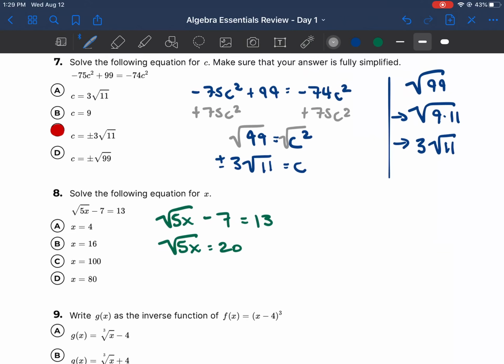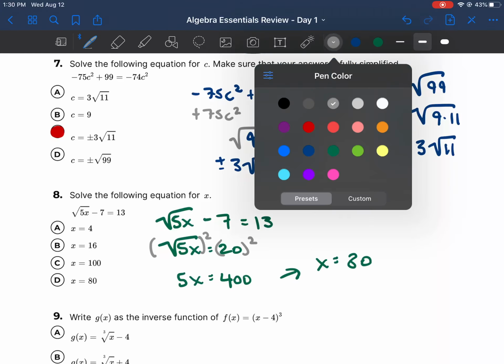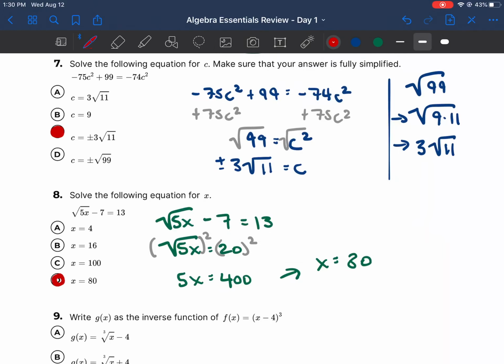Just like in the previous problem, we took a square root to get rid of a power of 2. So to get rid of a square root, we can use a power of 2. Let's raise both sides of the equation to the power of 2. On the left side, the square root and the power of 2 will cancel. We'll have 5x. Let me make this green to be consistent. On the right side, 20 squared would give us 400. Dividing both sides by 5, that leaves us with x equals 80. So the correct answer is D.